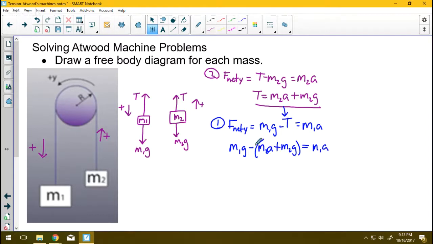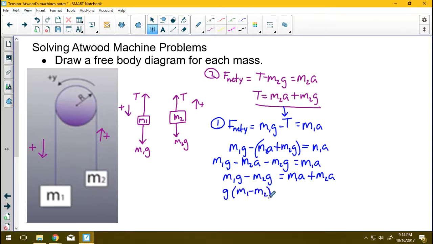Then we need to distribute this negative in. So we have M1G minus M2A minus M2G is equal to M1A. Now we need to combine our like terms. So I'm going to add M2A to the other side. So we have M1G minus M2G equals M1A plus M2A. And then we can factor out a G on the left side so that we have M1 minus M2. On the right side, we can factor out an A, so we have M1 plus M2.